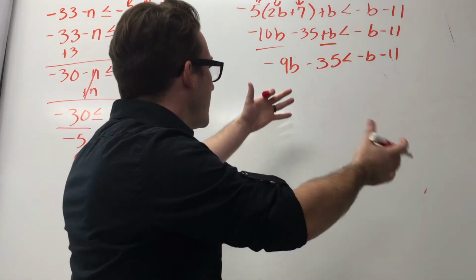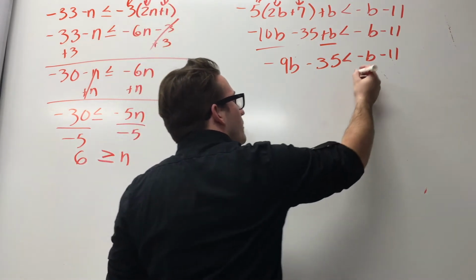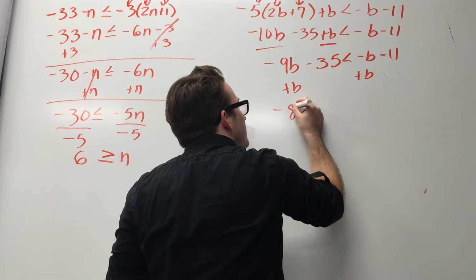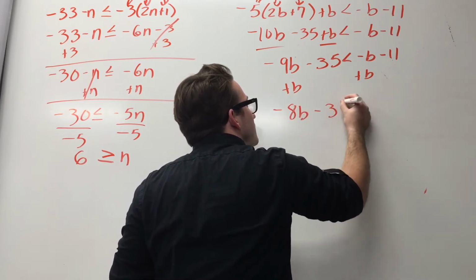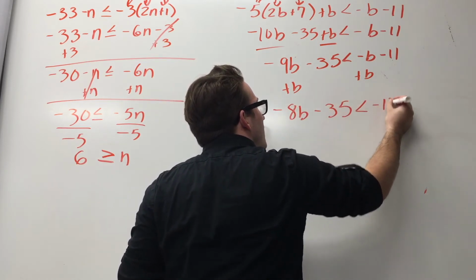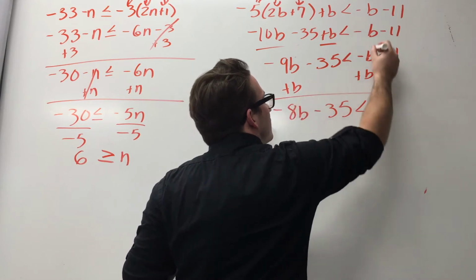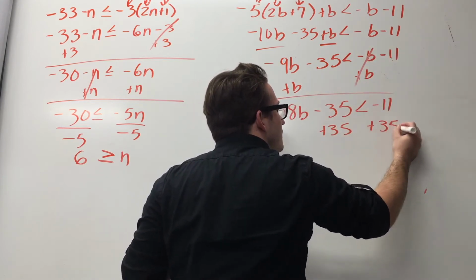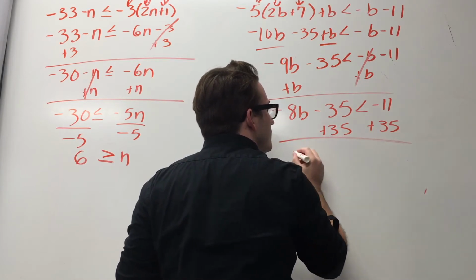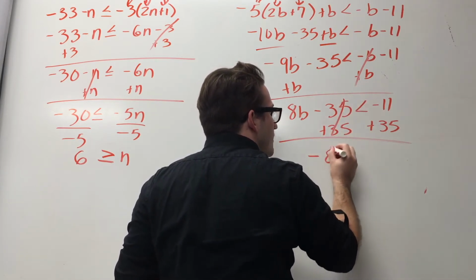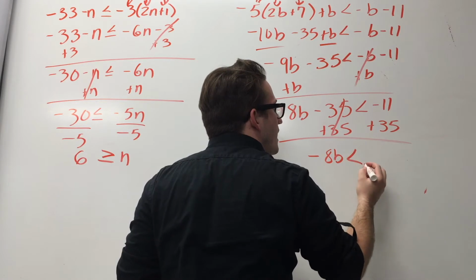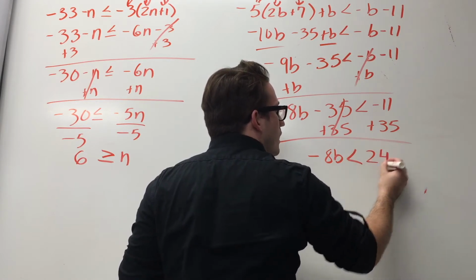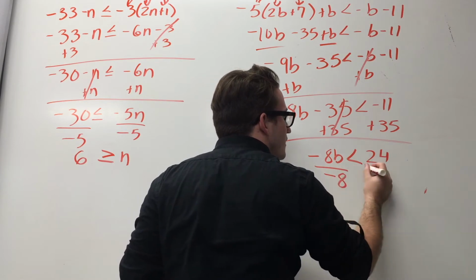Okay, so now how do we get other pieces together? Well, again, we continue inverse operations. Add b to both sides, get negative b minus 35 less than negative 11. Okay, then we add 35 to both sides, get the whole numbers together. I get negative 8b is less than 24, divide both sides by negative 8.